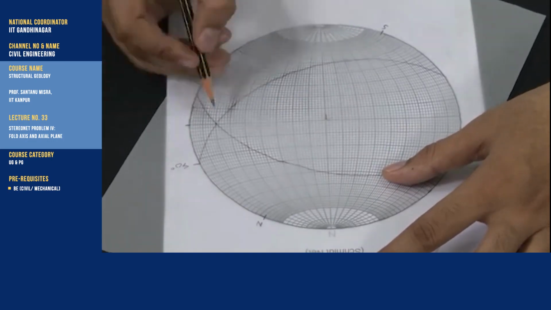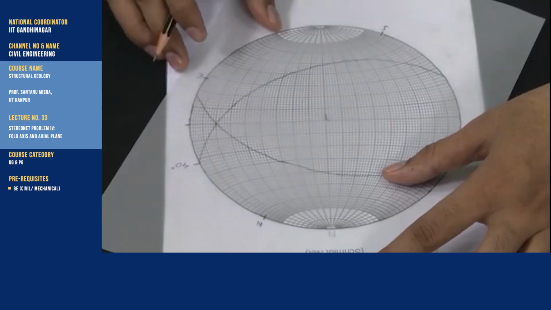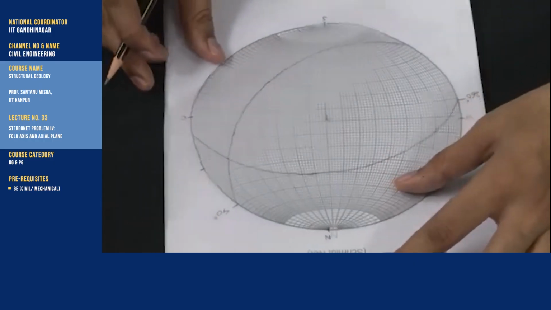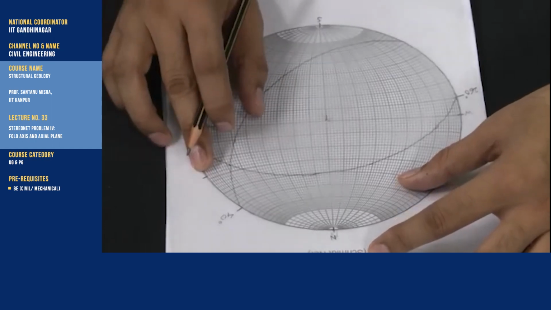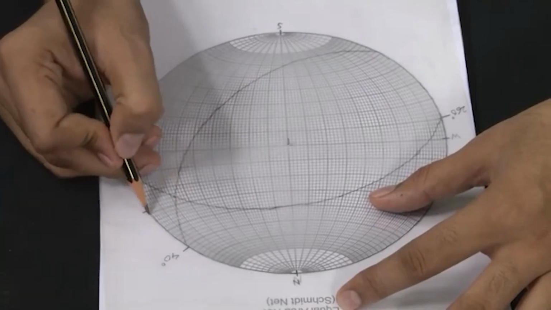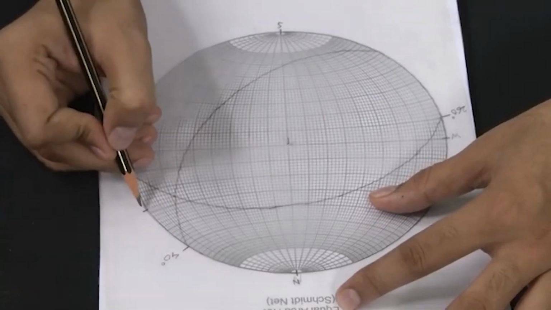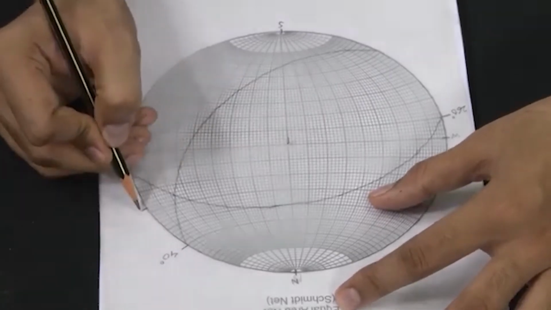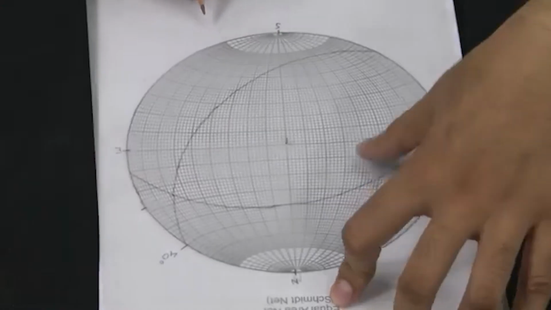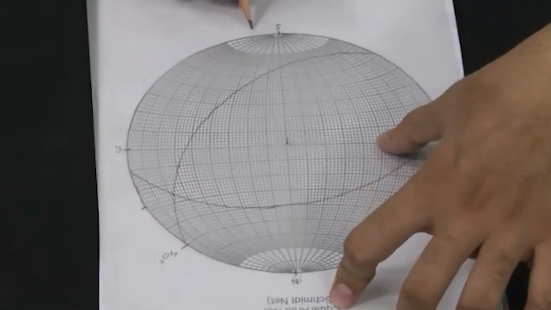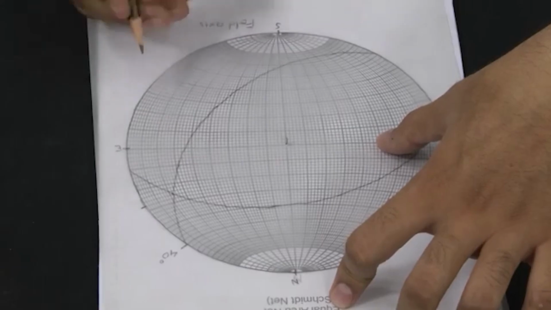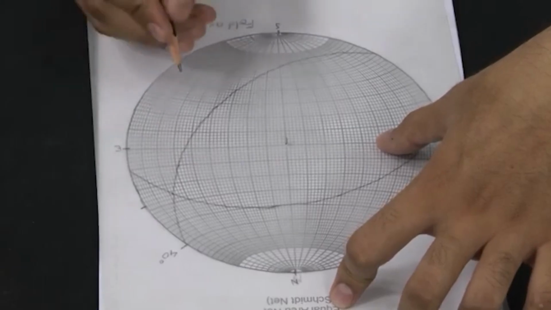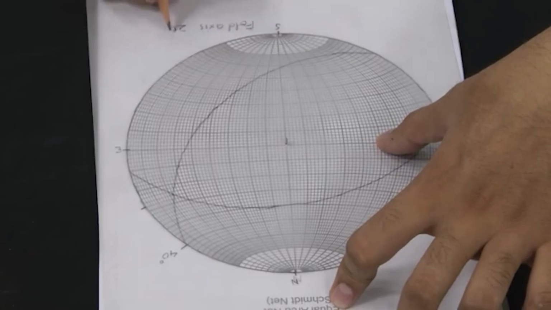So, the plunge is 20° and the trend is, this is 40, this is 50, this is 60, this is 62. So, the trend is 62. So, the attitude of the fold axis is the plunge is 20° towards 62°.